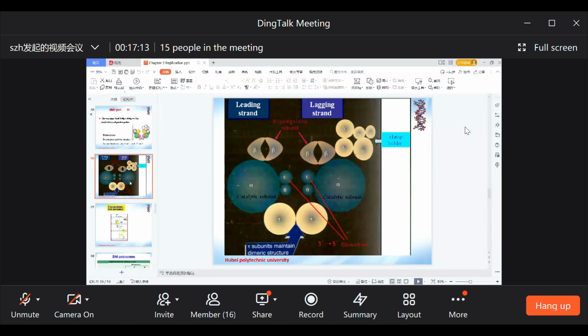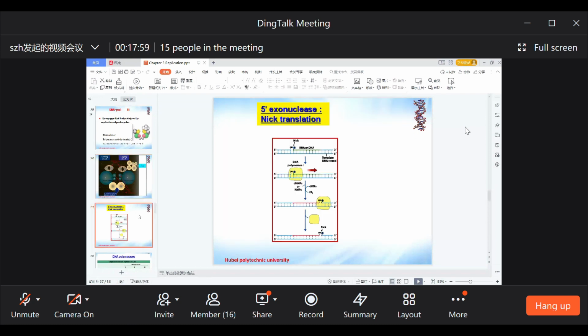Here you can see the alpha subunit really takes action. The beta subunit forms a clamp, which clutches and bonds with the template DNA sequence. The epsilon subunit has the proofreading function. And the two subunits link the two dimers together.